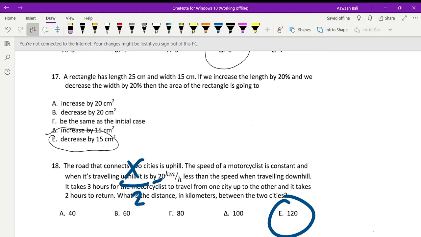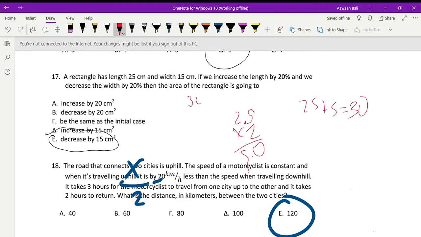Question number 17. A rectangle has the length of 25 centimeters and a width of 15 centimeters. If we increase the length by 20%, and decrease the width by 20%, then the area of the rectangle is going to do what? So the length is 25. So we divide by 10, 2.5 times 2, we have 5. 25 plus 5, 30. Okay, so the new length is 30 centimeters.